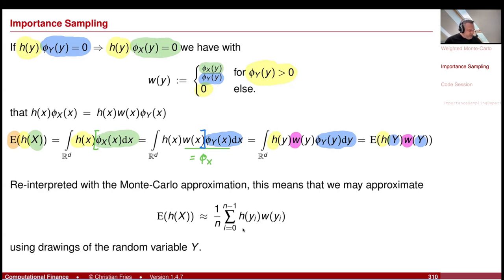So instead of doing the Monte Carlo integral for this one, I can just do the Monte Carlo integral for that one. This means I integrate the function h times w, using samples from y. So the random number generator is now generating the y's, and this is applied to h times w. And this Monte Carlo integral could have a different Monte Carlo error. Recall, what was relevant for the Monte Carlo error? It was the variance of h of x. But the variance of h of x is maybe different from the variance of h times w of y.